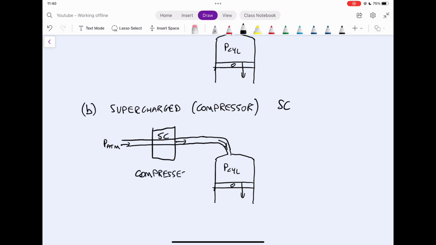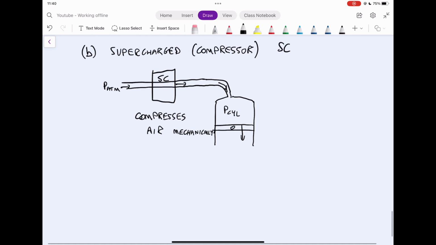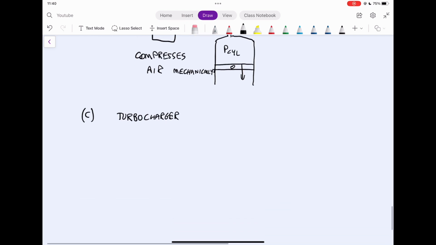So from atmospheric pressure, you maybe have 1 atmosphere coming in, and that 1 atmosphere would be increased to a 2 atmosphere level. So the pressure in the cylinder would be a lot higher, which means the density of the air in the cylinder would be a lot higher, and therefore you can have more power every cycle because you can add more fuel as well.